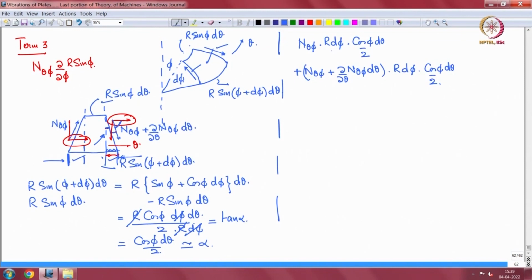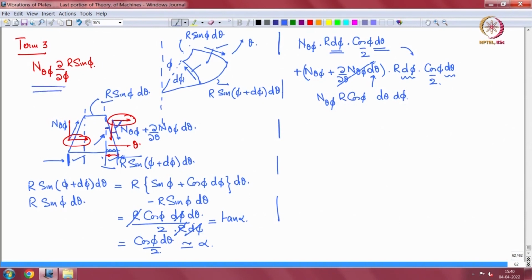Now here I have one differential and one differential, in here I have one differential and one differential, but if I include this, there is one more differential, so this term I am going to neglect, and these two are equal, so I get N theta phi r cos phi d theta d phi, which is this term here.